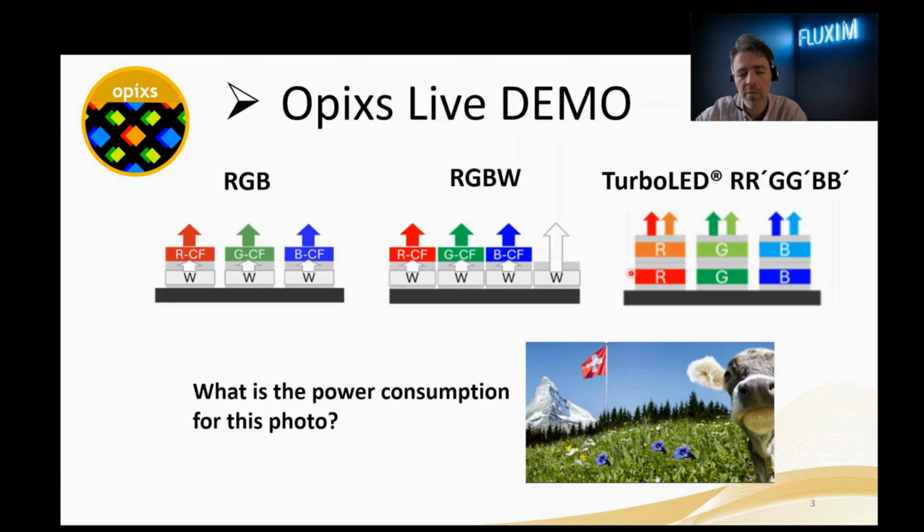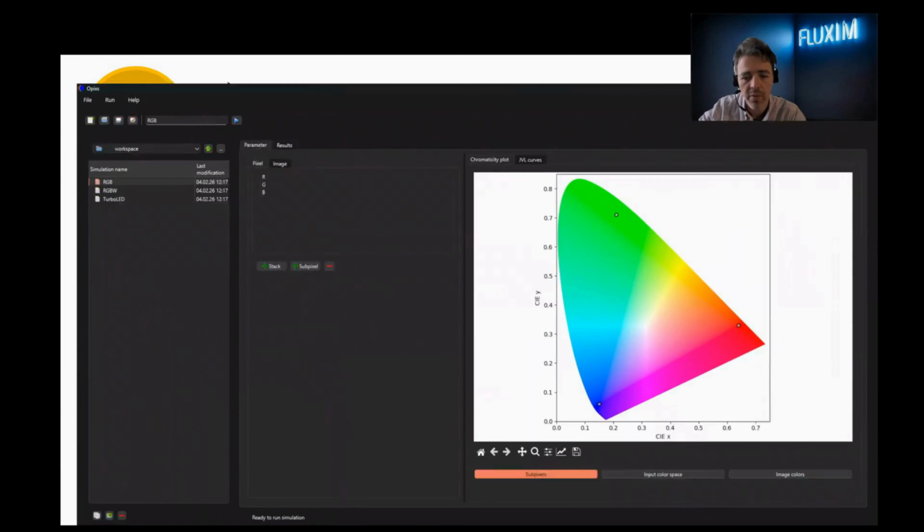A third one is a more recent, more complex, advanced concept called TurboLED. There it's a tandem stacked concept where a dark and a light pixel is stacked on top of each other. All these 3 concepts I will simulate, and I will look at the power consumption. And as an example, I take this photo here. Okay, so let me switch to the simulation software.